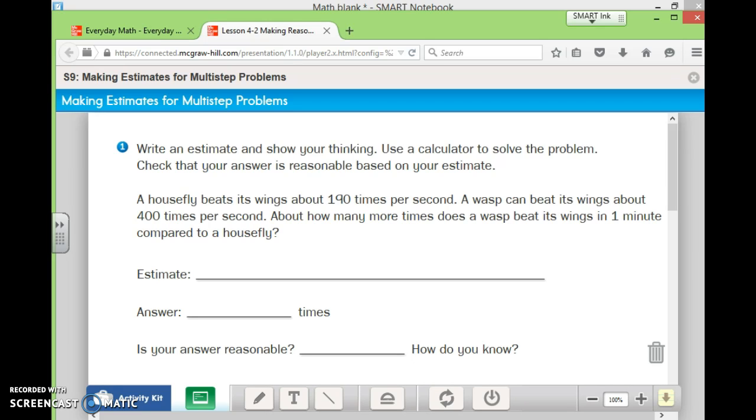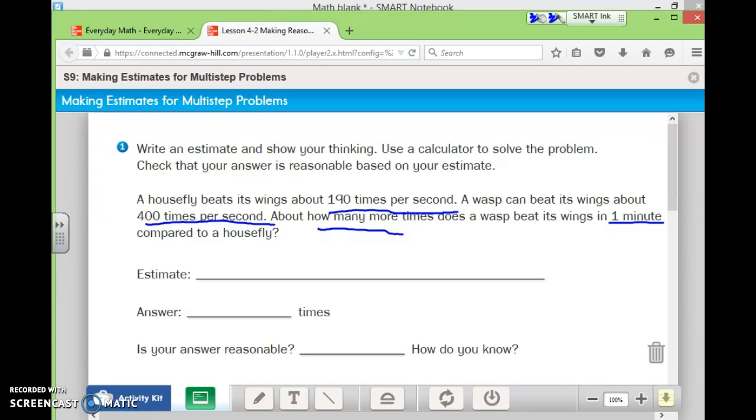Okay. Let's look at this problem. A housefly beats its wings about 190 times per second. A wasp can beat its wings about 400 times per second. About how many more times does a wasp beat its wings in 1 minute compared to a housefly? So we have to do an estimate, and estimates really help us with solving these problems. So what I'm going to do is underline some things that are going to help. We've got 190 times per second. Do you see anything else that might help? What about 400 times per second? Yeah. And then I see it says how many more times, and that's at 1 minute.